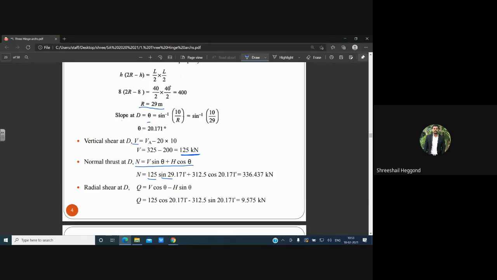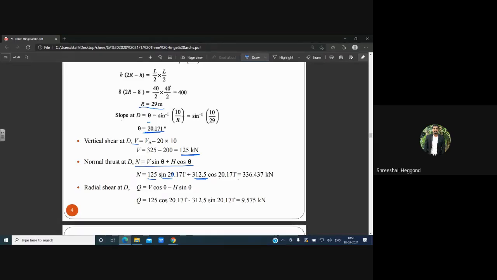This is 20 point, not 29. All values, theta value is 20 point, this is calculated previously, 20.171 degrees. Therefore, you will be getting normal thrust as 336.437 kilonewton, or you can write 336.44 kilonewton.